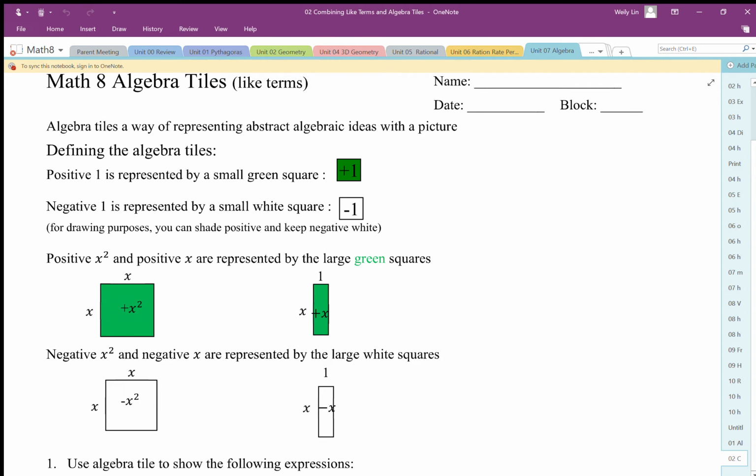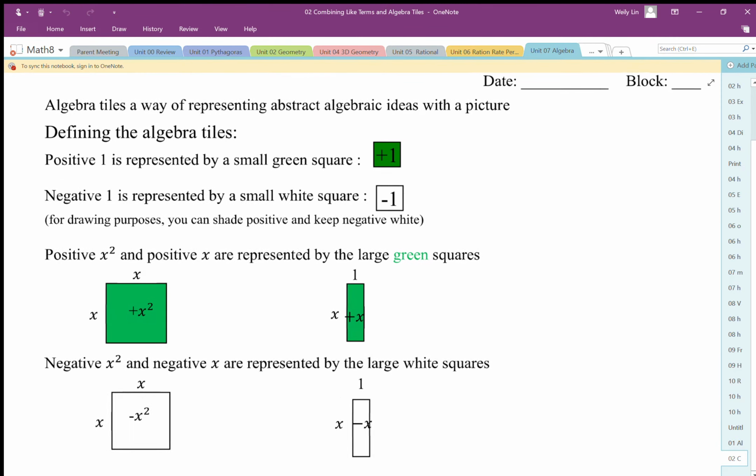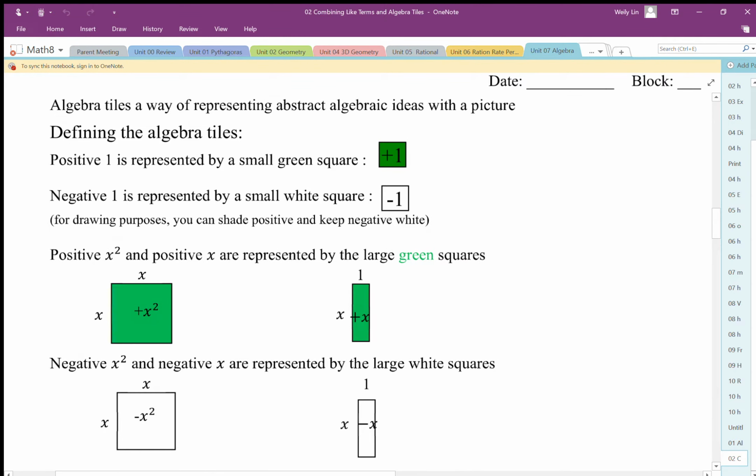To work with abstract algebraic concepts, we want to be able to use algebra tiles. Algebra tiles are just a way of representing these abstract ideas with a picture. To use algebra tiles, we need to first define what they are. There are lots of ways to define them, but as long as you're consistent with your positives and negatives, whether you shade or don't shade, that's what I'll be looking for.